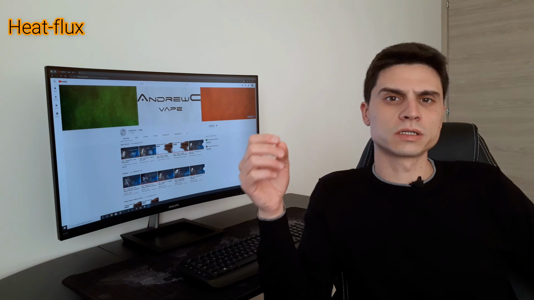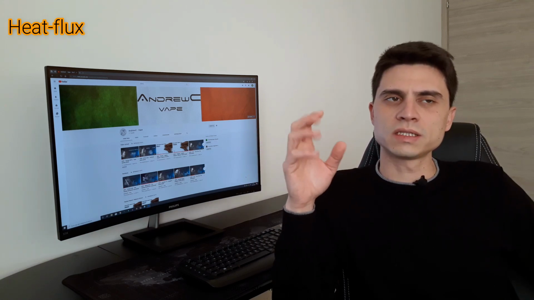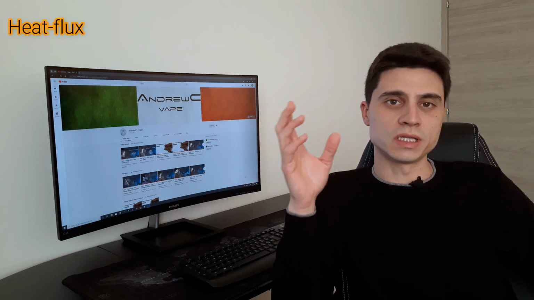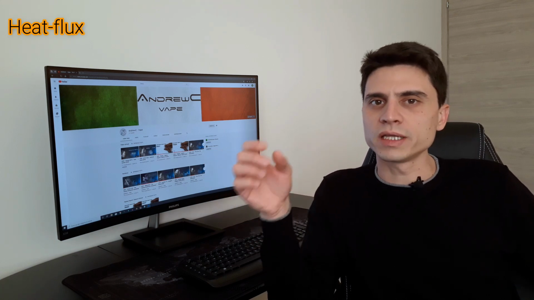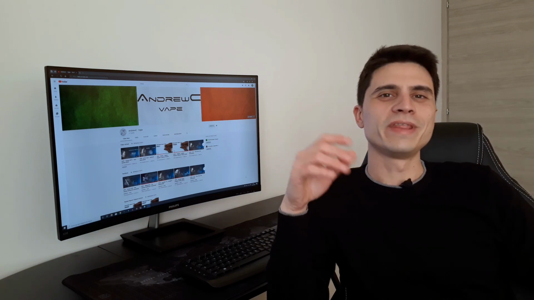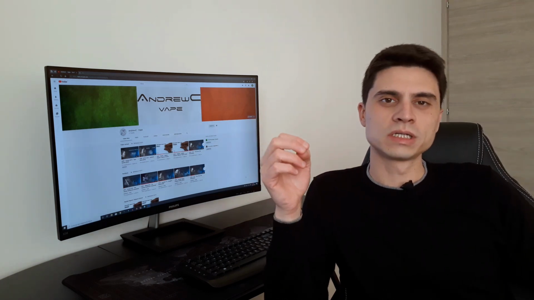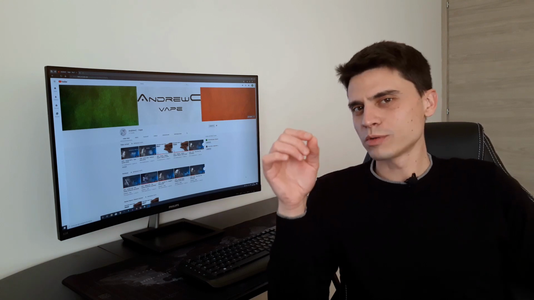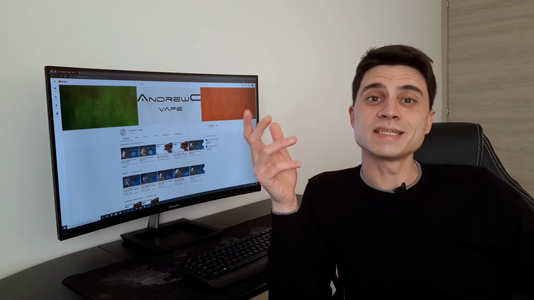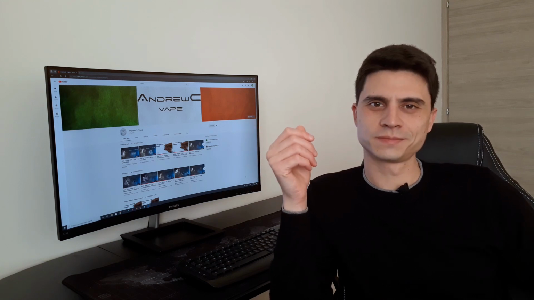All these values determine the most important characteristic of the coil, known as the heat flux. We can simplify this concept as the correct balance between the mass, the surface area, and the power applied to the coil. Okay, with these parameters in our pocket, we can jump to the last and probably the most interesting topic of this guide. Let's see now the coil types.